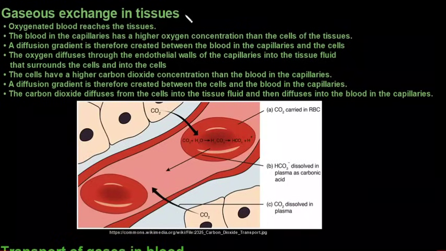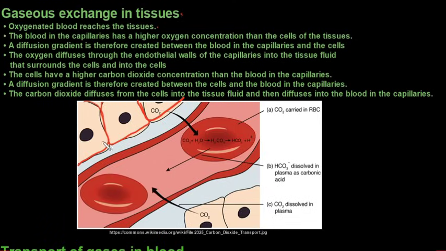Looking at gaseous exchange in tissues, oxygenated blood reaches the tissues, so this is now coming from the lungs, and the blood in the capillaries has a higher oxygen concentration than the cells in the tissues, so this represents the cells of the tissue. So this could be your muscle tissue, for example, and now a diffusion gradient is created between the blood and the cells of the tissue.